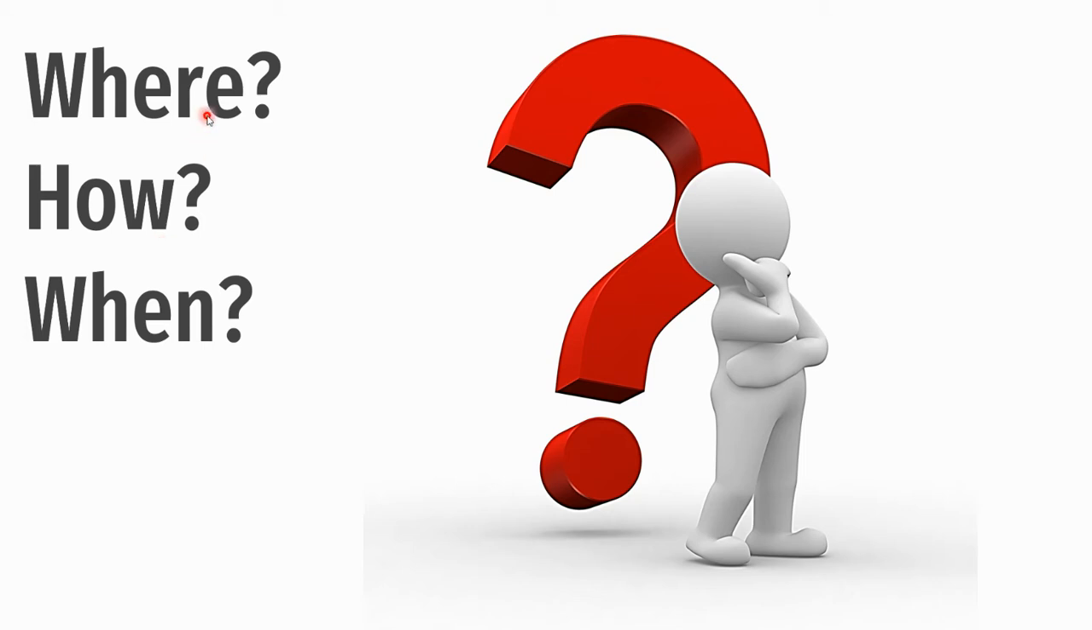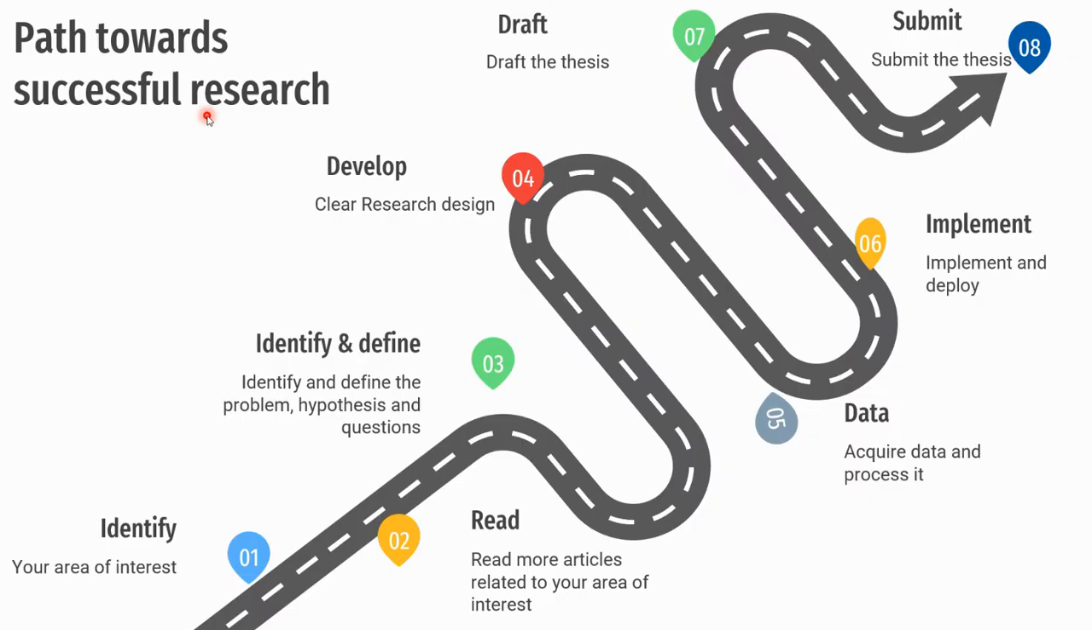The biggest problem arises when you are confused about the topic you want to choose, that is the problem definition, and what you have to do further. So in this video I'll clearly tell you the path: where you have to start and where you have to end. This is completely based on my experience and my friends who traveled with me throughout the PhD process, right from scratch till submitting the thesis and after completing the DC meeting. So this is the path towards a successful research.